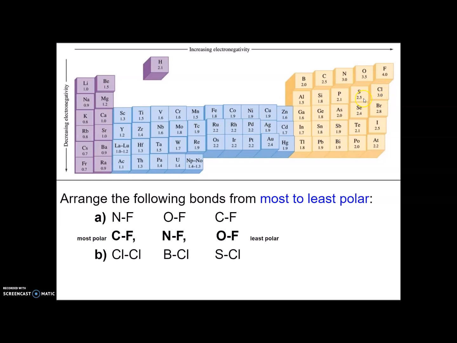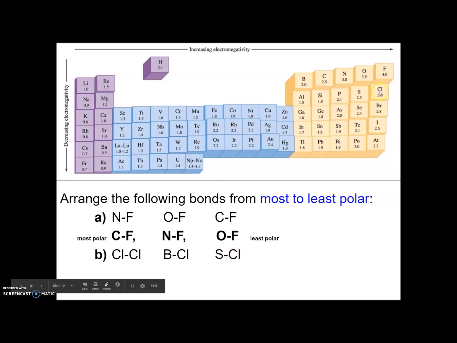And we're looking at atoms where one of them is really close to chlorine, like the sulfur, and one of them is pretty far away, the boron. And then we're asking you to consider chlorine bonded to itself. Well, students, if any atom is bonded to itself, guess what the electronegativity difference is? 0. There's no difference in electronegativity if you've got two atoms of chlorine bonded to each other.